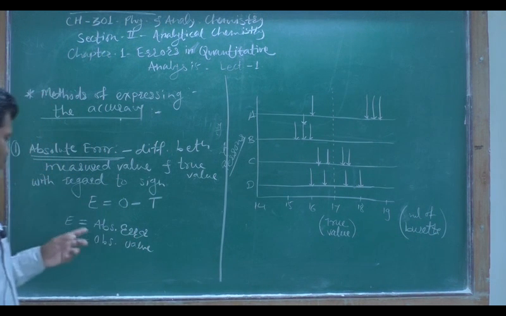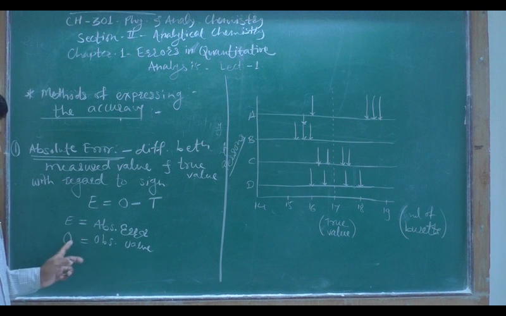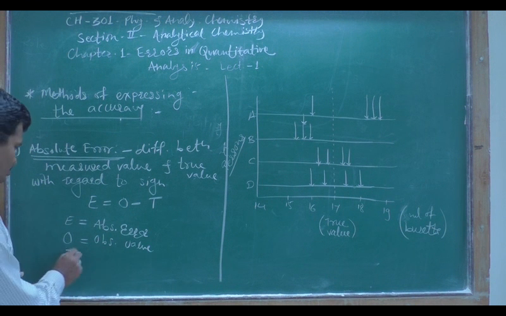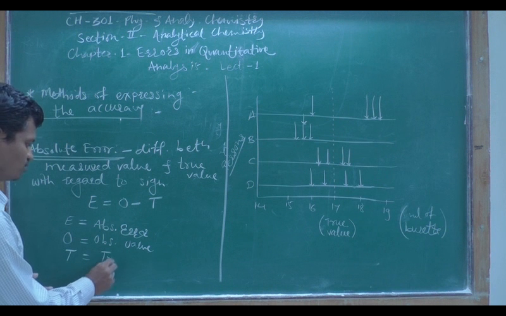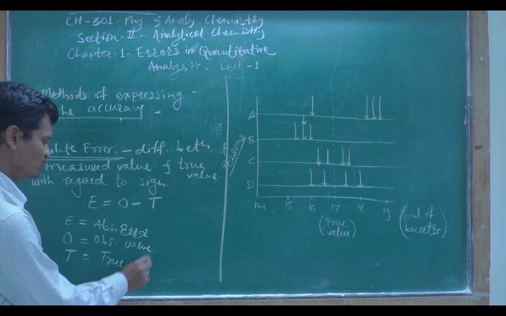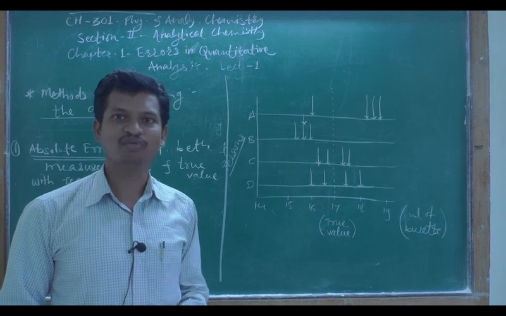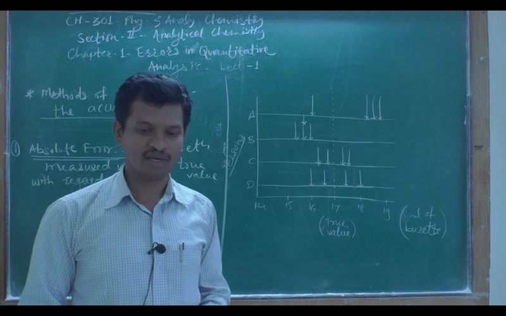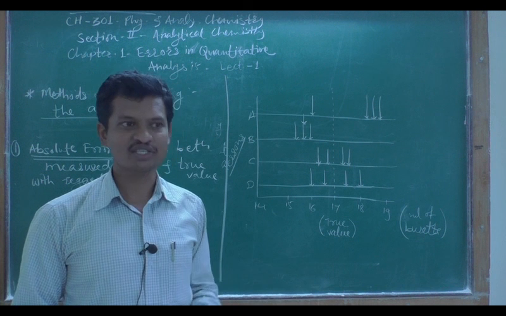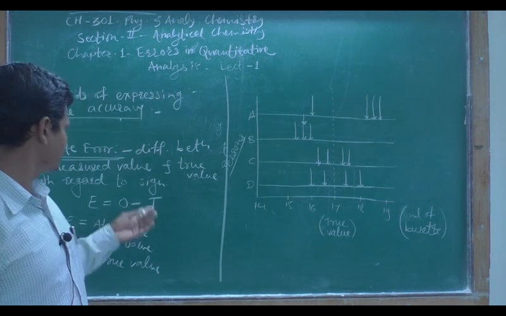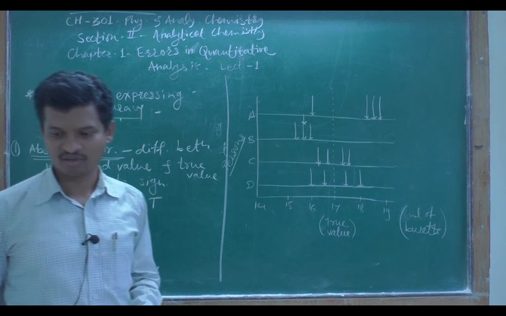So E is equal to absolute error, O is equal to observed value, and T is equal to true value. This is a very simple way that we can have a definition and a formula for the absolute error.